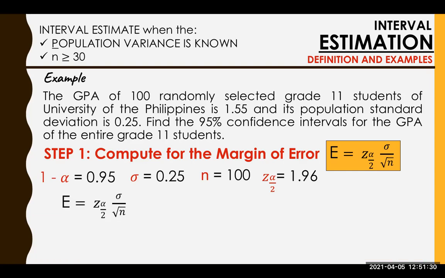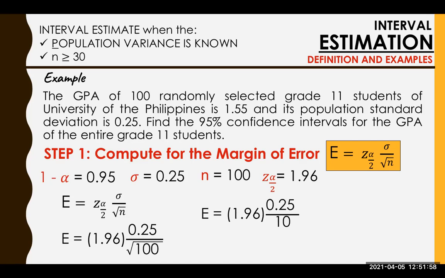Then after that, you can now compute the value of the margin of error. The first thing to do is to substitute the values of z sub alpha over 2, sigma, and n. So the resulting equation will be the margin of error equals 1.96 times 0.25 divided by the square root of 100.